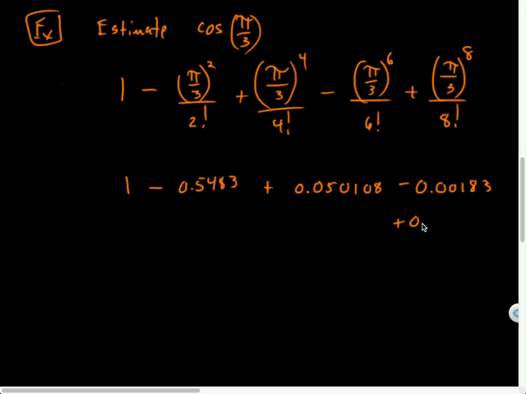And now, raise it to the 8th and divide it by 40320. And I get 0.0001234357. So if I add these all together, 1 minus 0.5483 plus 0.050108 minus 0.00183 plus 0.0001234357, this is what I get: 0.50001387, which is about 0.5, which is the actual value.